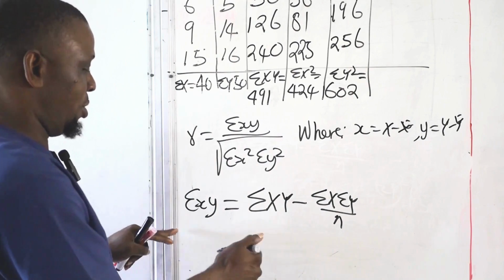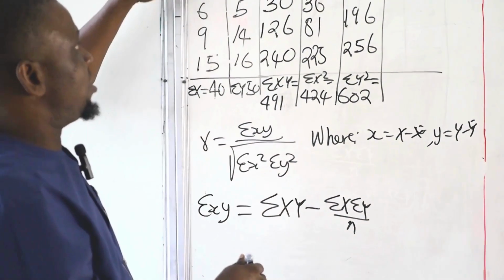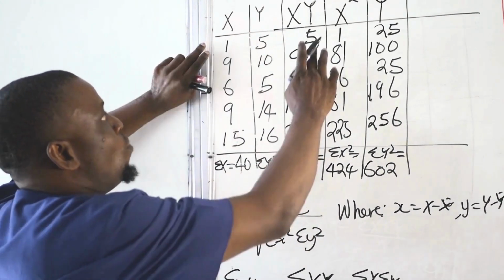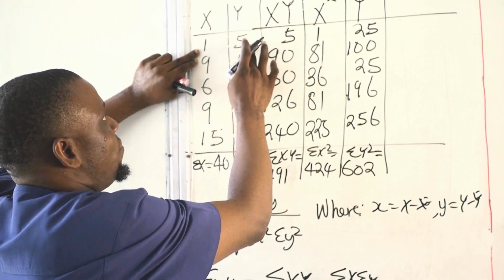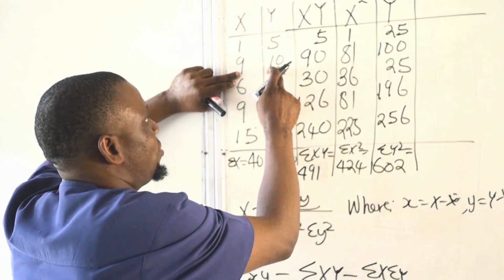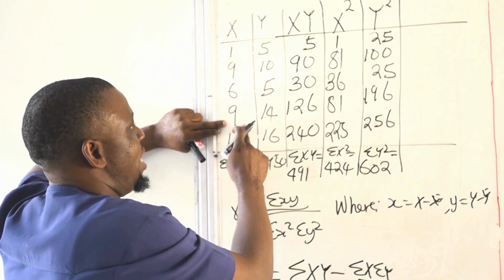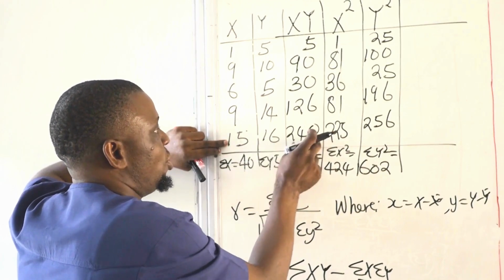So we can do this, and this will be equal to, based on what we have done here, we are giving this as the values of x, we are giving this as the values of y. So what we do is to multiply 1 by 5, which is our xy, to get this value of xy. 9 times 10 is 90. 6 times 5 is 30. 9 times 14 is 126. And then 15 times 16 is 240.